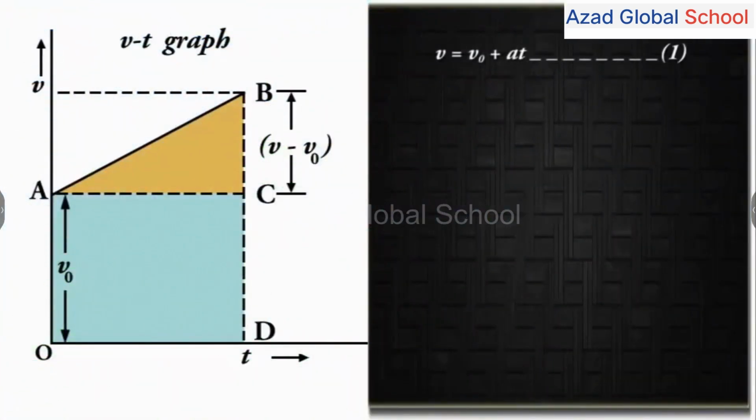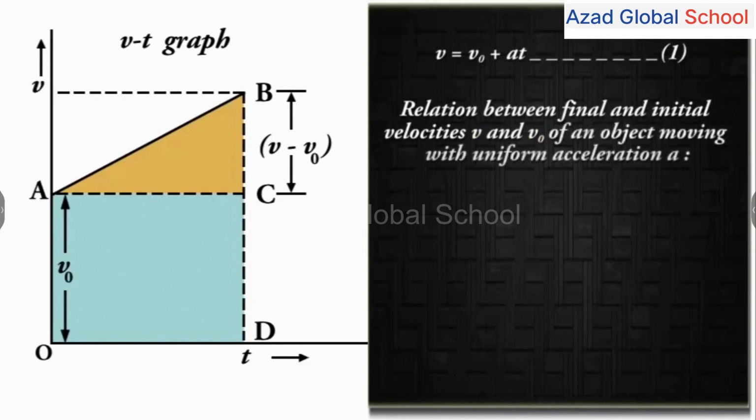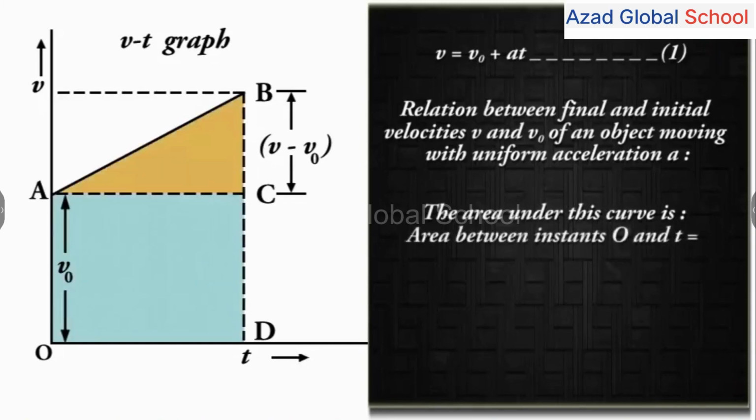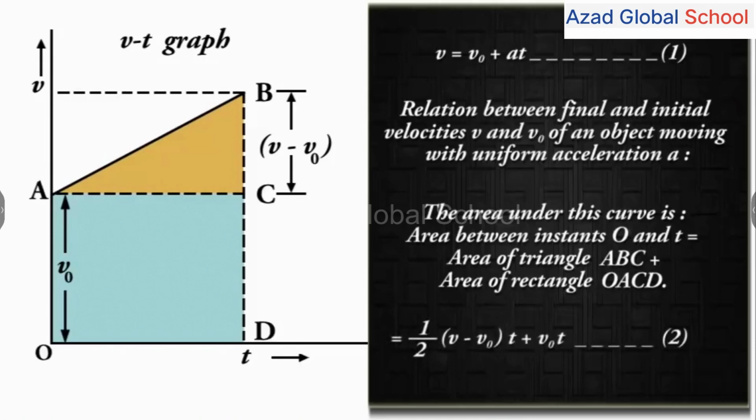Equation v is equal to v0 plus a into t gives a relation between final and initial velocities v and v0 of an object moving with uniform acceleration a. This relation is graphically represented as shown here. The area under this curve, the area between instants O and T, is equal to the area of triangle ABC plus the area of rectangle OACD, which is equal to 1 by 2 (v minus v0) t plus v0 t. You know that the area under the v-t curve represents the displacement.